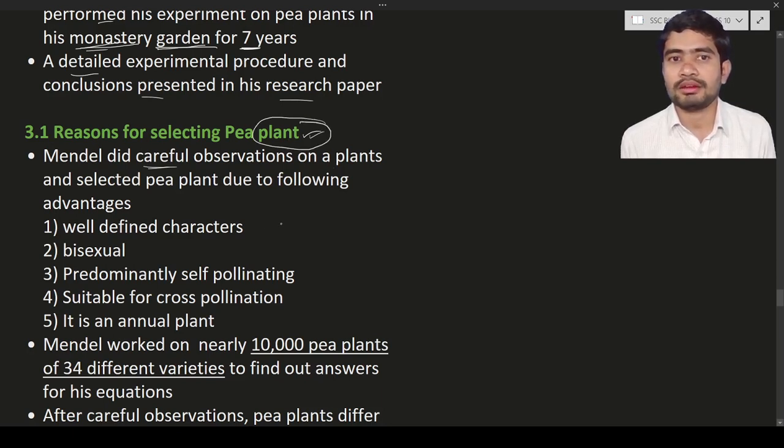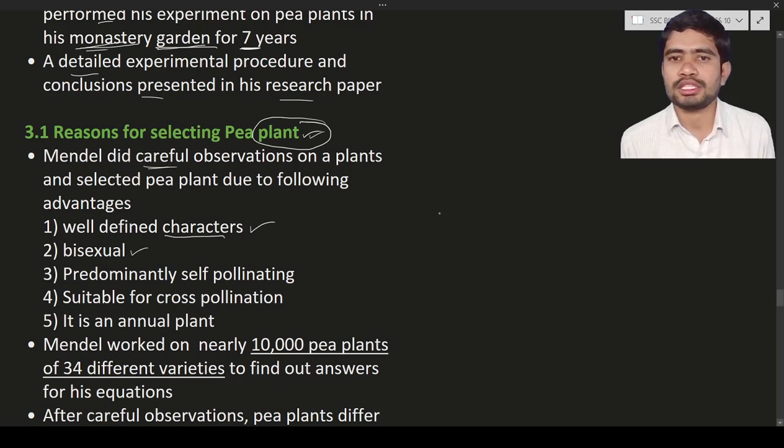The first one is well-defined characters. It has characteristics like stem length, flower color, flower height, and also position of the flower, and so on. These are all well-defined characters. He did not find such kind of characters in other plants. So next is bisexual.